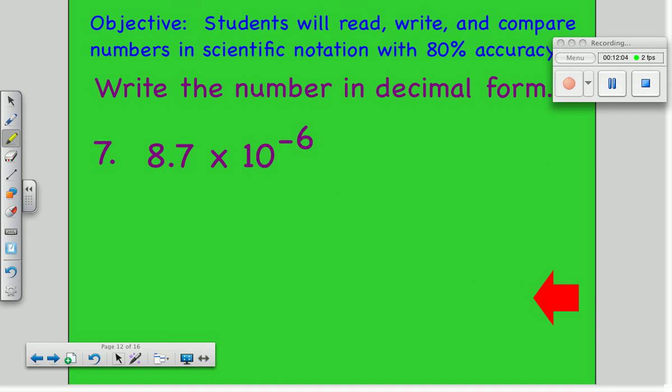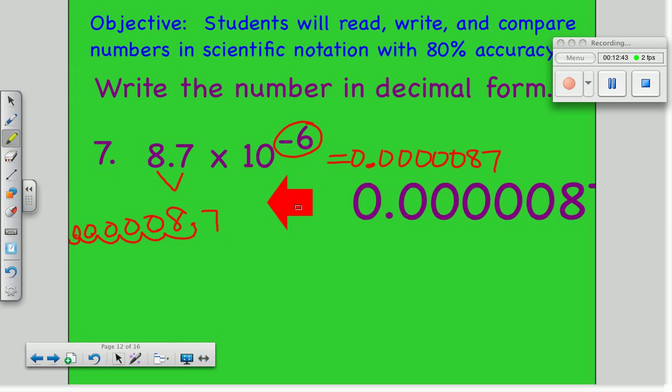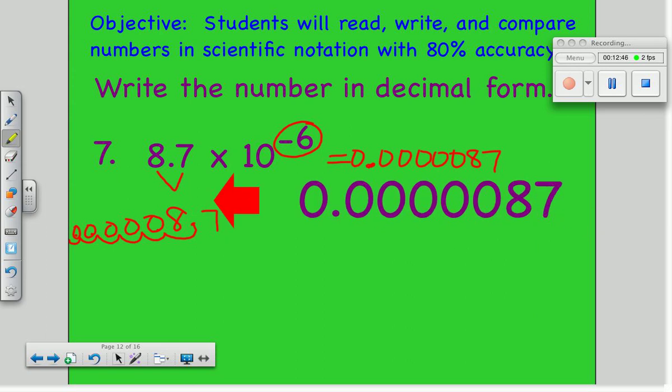And this one, now I have a negative exponent. That means I'm dividing. When we divide, we make numbers smaller. I'm making this number smaller. That means I have to move the decimal to the left, 6 times. 1, 2, 3, 4, 5, 6. I'm running out of room. So now here's my decimal, and I have a 0, 0, 0, 0, 0. So I have 1, 2, 3, 4, 5 zeros, an 8, and a 7. Okay? Perfect.